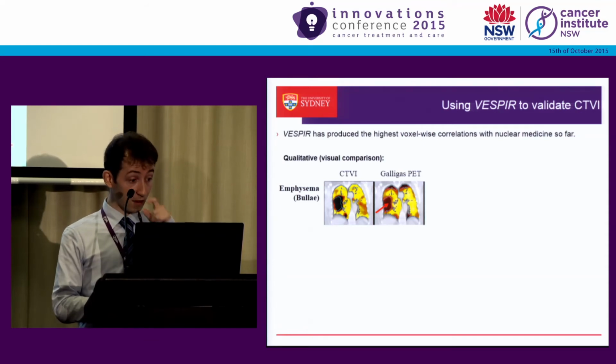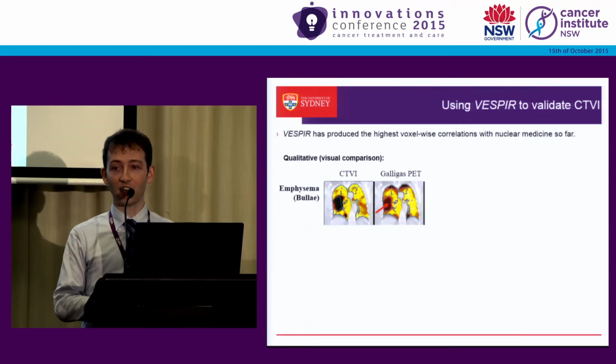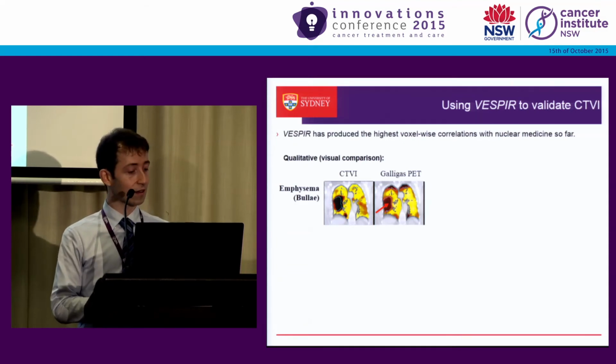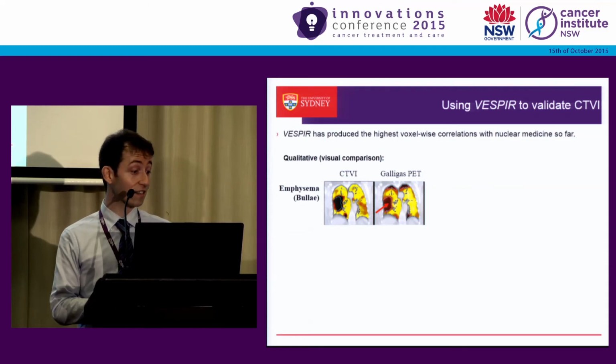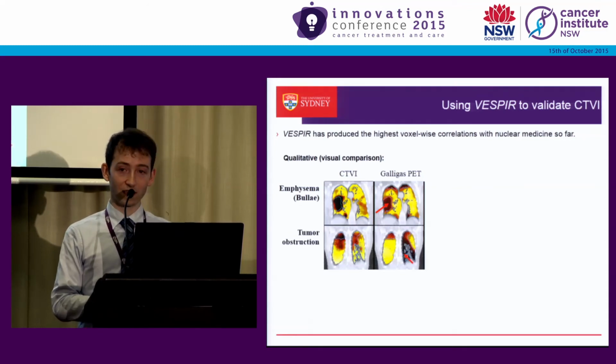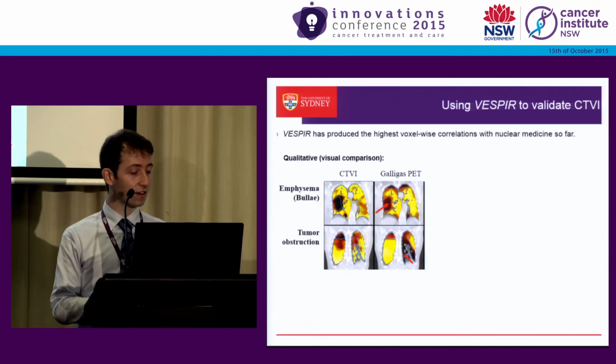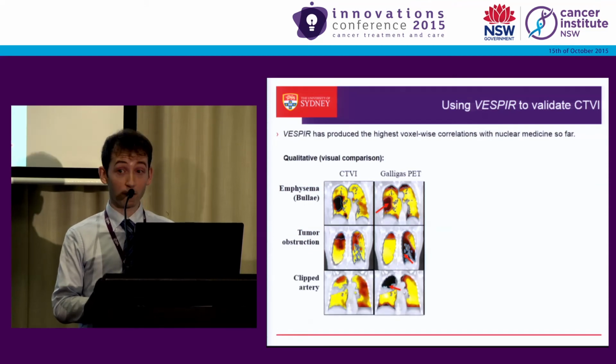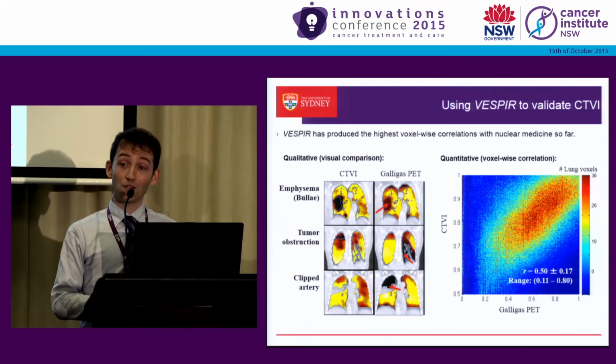On the left side here, I've got a CTVI, the VESPIR produced image, versus our nuclear medicine PET. For different patients with different ventilation defects, the CT ventilation may be more or less accurate. It's quite complex. At the moment, we're also trying to quantify that voxel-wise, so every pixel of one image modality plotted against every pixel of the other.